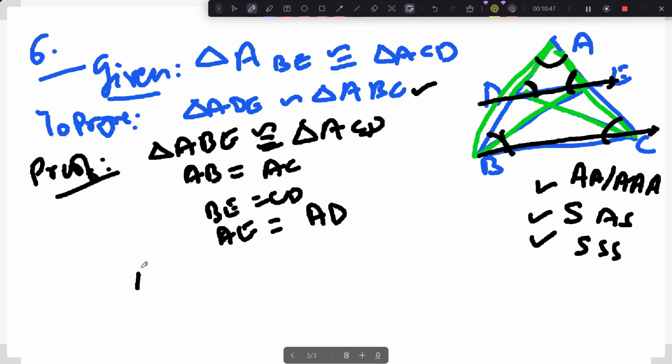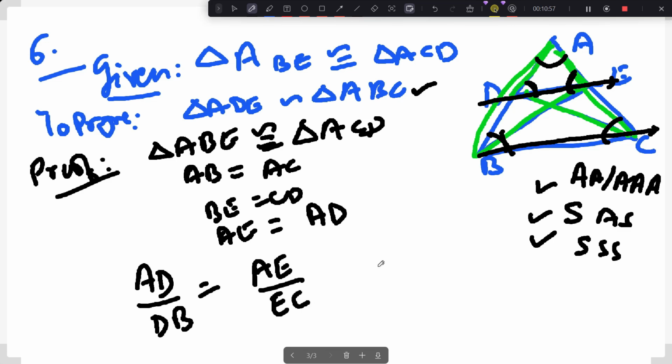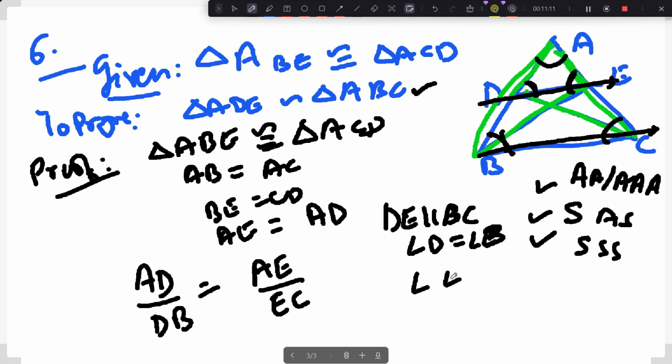So let's look at the proportions AD by DB and AE by EC. If these become equal, then we can say DE is parallel to BC. And if DE is parallel to BC, then angle D is equal to angle B, angle E is equal to angle C, and angle A is common. So hence this will be done. But let's see whether this is coming or not.